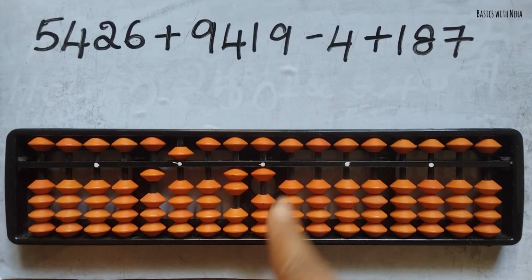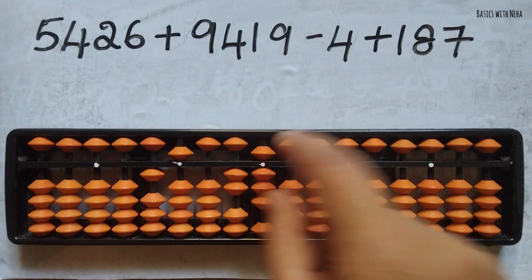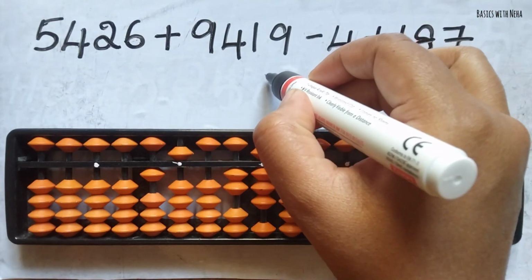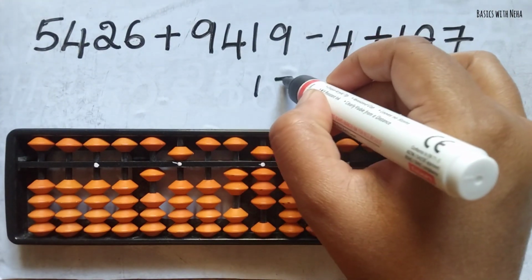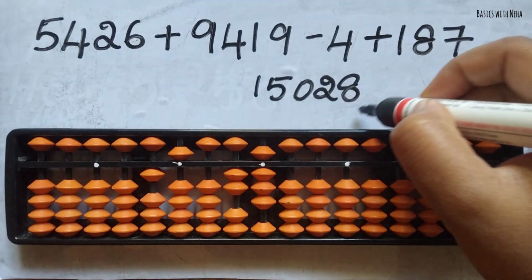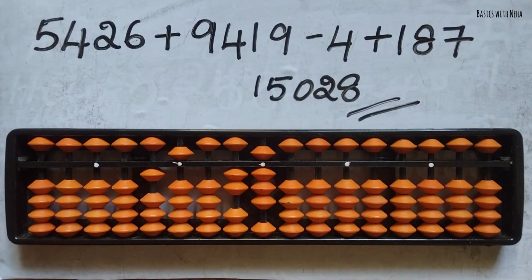Now I need to add 7 here. I can add 7 directly. So the answer to this question is 1, 5, 0, 2, 8. That is 15,028.